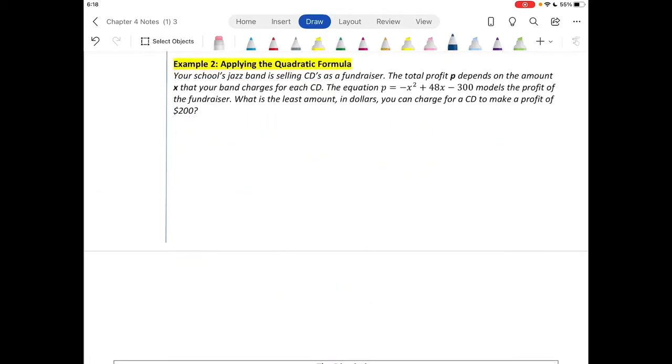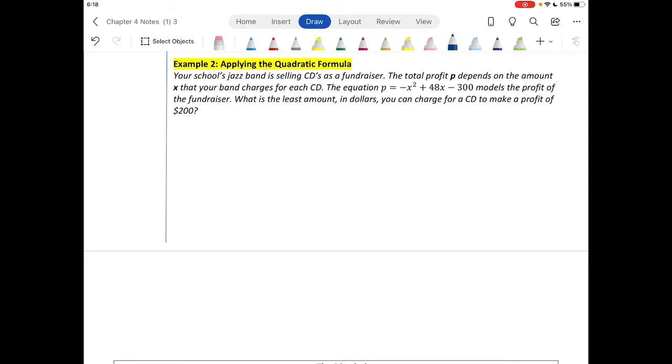Now let's try applying the quadratic formula. Let's say your school jazz band is selling CDs as a fundraiser. The total profit P depends on the amount x that your band charges for each CD. The equation given models the profit of the fundraiser. What is the least amount in dollars you can charge for a CD and make a profit of $200?